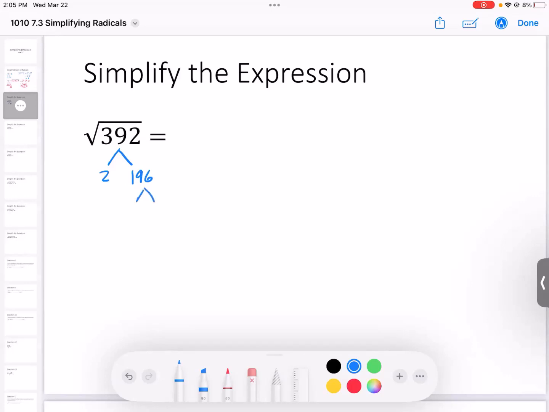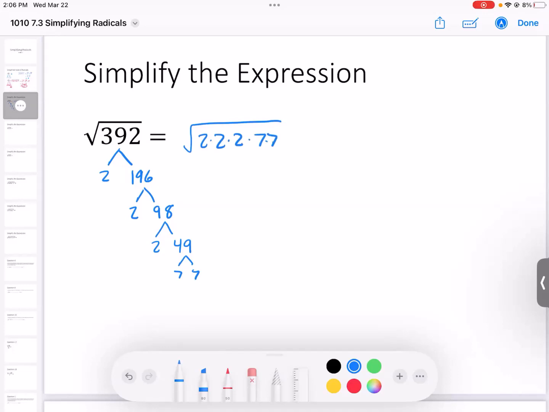Cool. And that's an even number, so I can divide by 2 again, which would give me 98, maybe. And then that's an even number, so I can divide by 2 again, which would give me 49, I think. And then 49 factors into 7 times 7. Is that the correct factorization? I'm not sure if I did this part right. Is 98 divided by 2 49? Okay, awesome. So the prime factorization of 392 is 2 times 2 times 2 times 7 times 7.